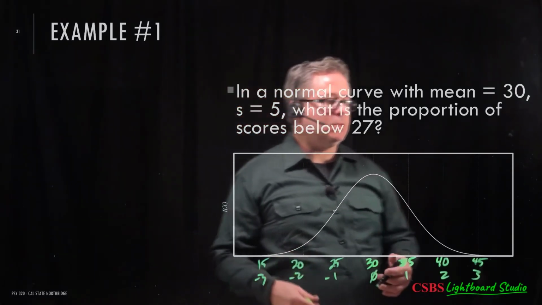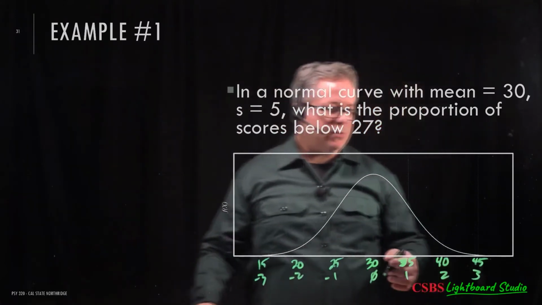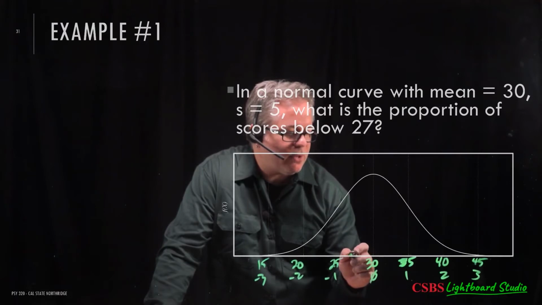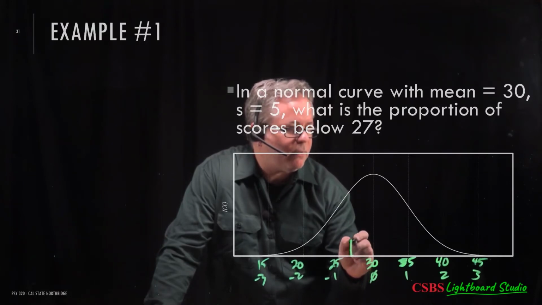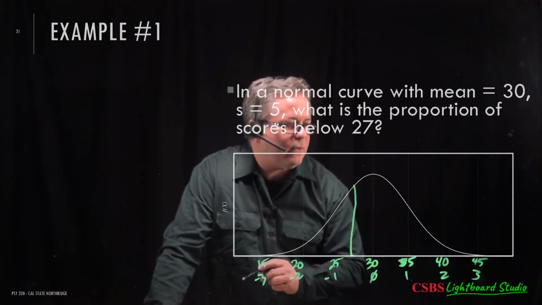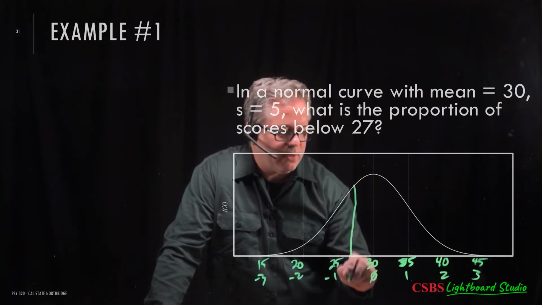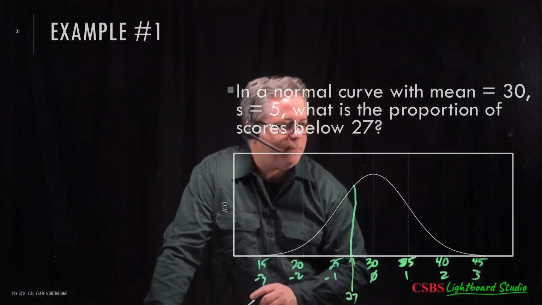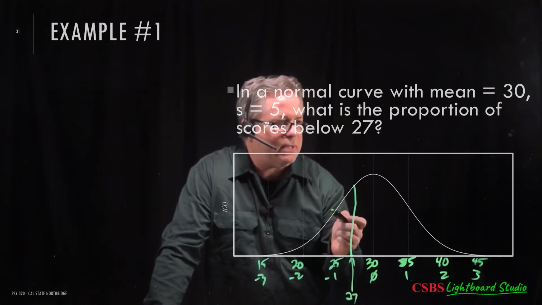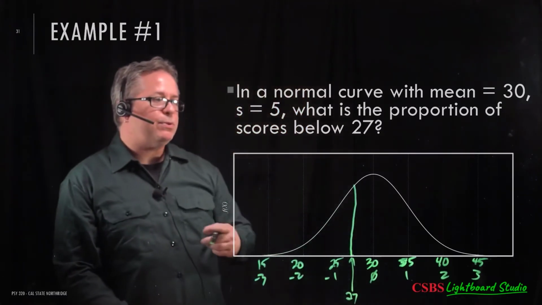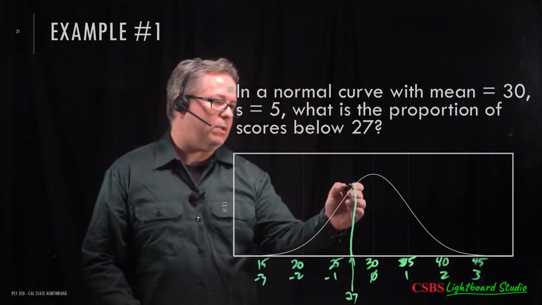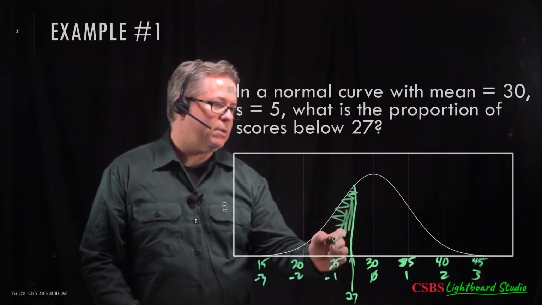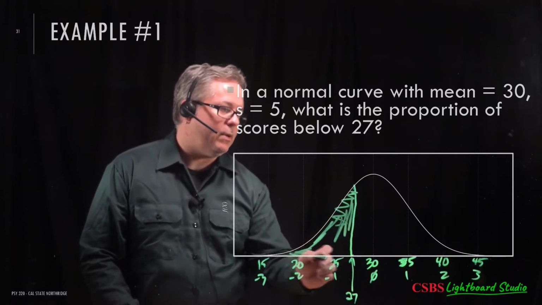I don't know exactly where 27 would be, but I know this is 25, 26, 27. It's going to be somewhere here. It doesn't have to be exact. So here's my 27, somewhere in there. And it's saying what's the proportion of scores below 27, so I want the area going this way. I want this area here.